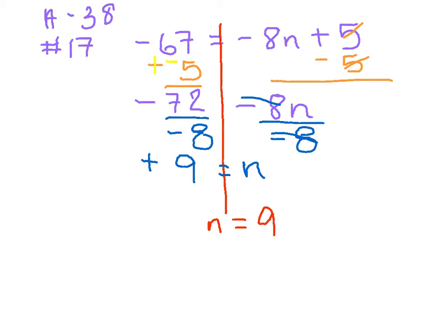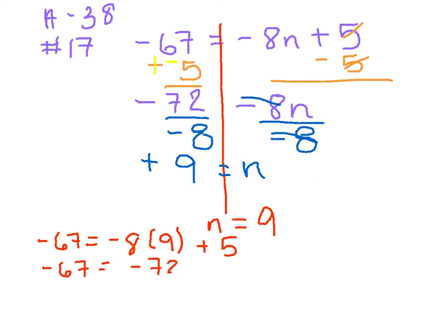And if I plug it back in, I get negative 67 is equal to negative 8. And where I have that n, I'm going to put a 9 plus 5. And that gives me negative 67 is equal to negative 72 plus 5.